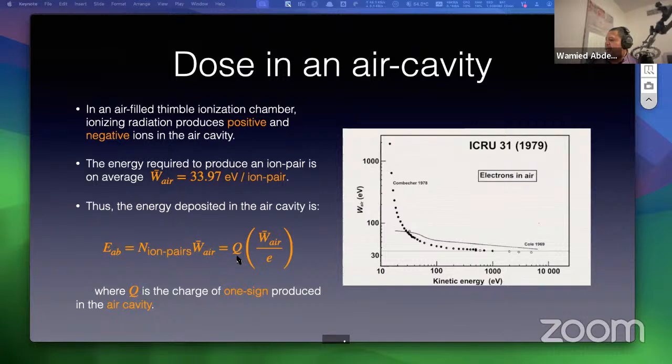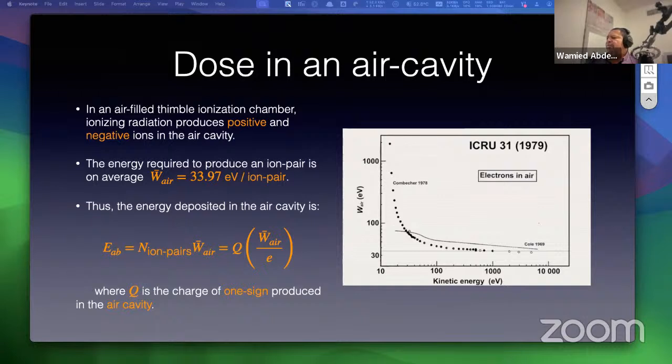So this dosimetric signal Q is the charge of one sign, so either we take the positive or the negative. We count all of the positive charges or the negative charges, and that will be the dosimetric signal. Here, Q is the dosimetric signal. If we know Q, this is a constant for air. Other particles might have a different value. So here it is for electrons, which means photons also, because photons produce electrons.